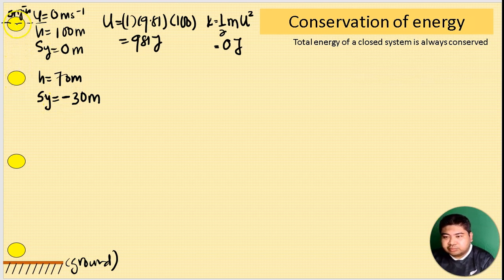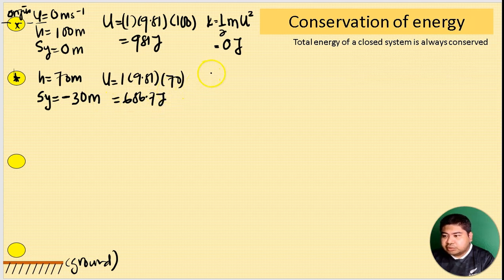So the displacement Sy is measured from the origin to the ball here. So this displacement is negative 30 meters. If we calculate the magnitude of the gravitational potential energy, 1 times 9.81 times the height, 70, we get 686.7 joules. And then to calculate the kinetic energy, we need the velocity.